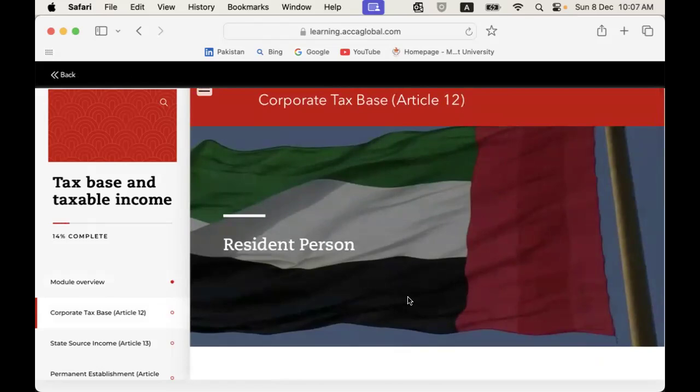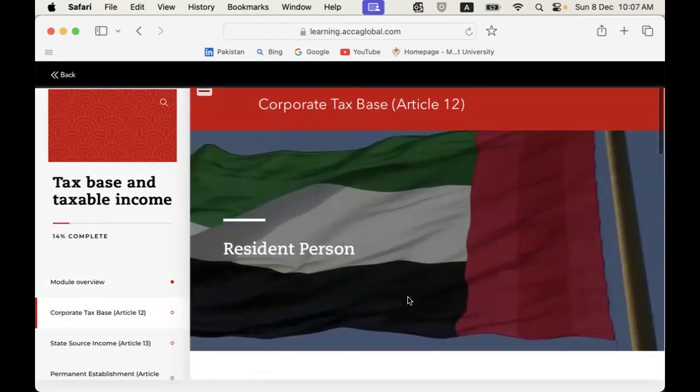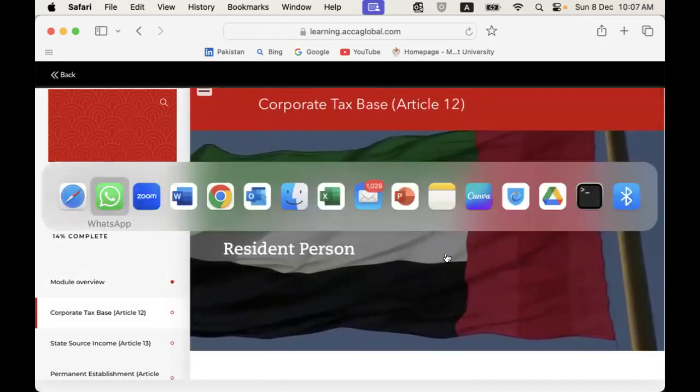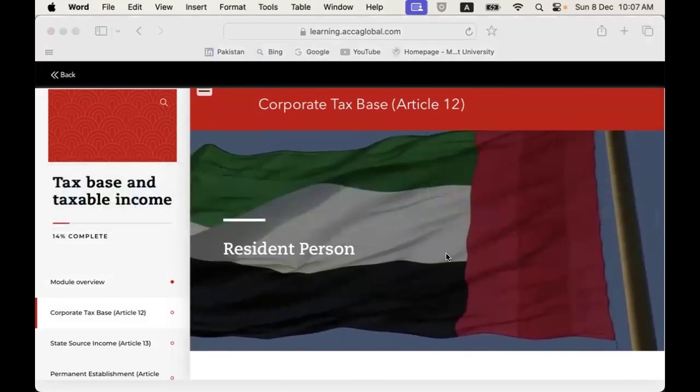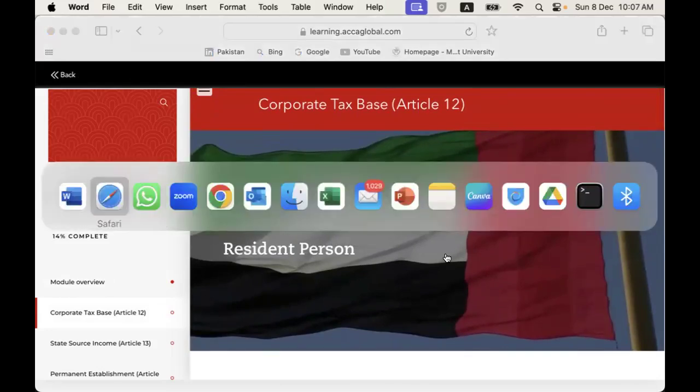corporate tax base, which is Article 11. Actually, I don't know why it is written as Article 12, but actually it is Article 11. Let me show it to you.